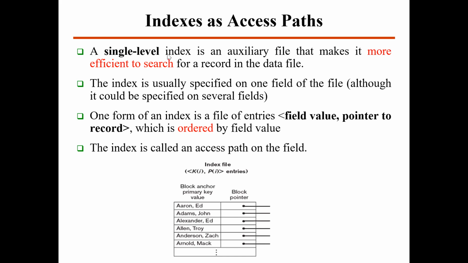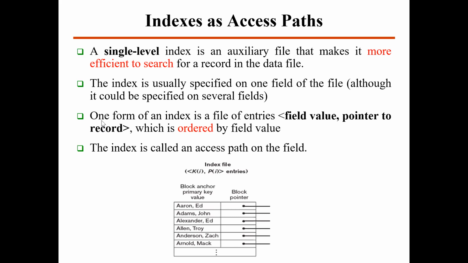A single level index is an auxiliary file. Auxiliary file means it is a helpful file. It is giving you some help, and it is stored on the disk in the form of a physical file. It makes it efficient to search for a record in a data file. An index is usually specified on one field, although we can specify an index on more than one field.